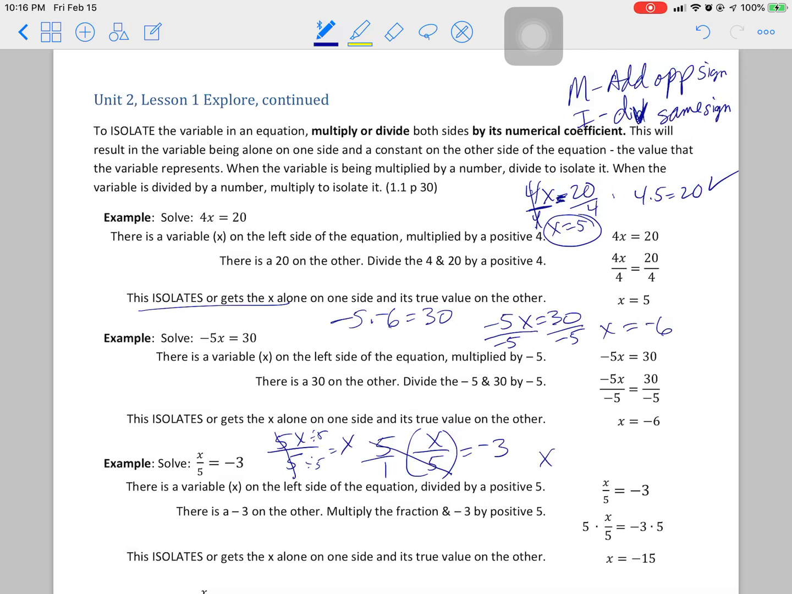Okay? So whatever you do to one side, you have to do the other. So if I multiply this side by 5, I multiply that side by 5. So that's a -15. So that's where multiplication comes in. Most of the time, you're going to be dividing by what's next to the x. Sometimes, if you're given a fraction, you want to multiply what's on the bottom of the fraction.